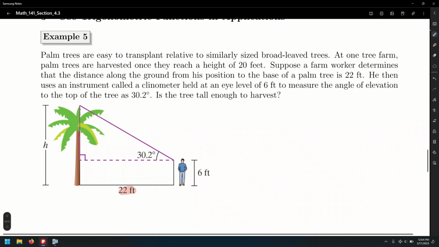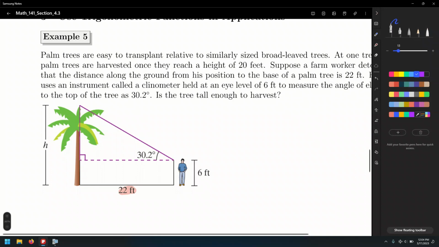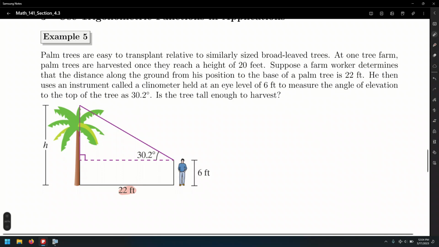Let's find out. Here we're going to use right triangle trigonometry to solve this problem, and we kind of have an imposed right triangle here. However, check this out. Notice that the clinometer is not at ground level, it's actually 6 feet above the ground, that is, at his eyes. That means we're going to look at this triangle right here. We are already given some pieces of information, 30.2 and 22 for the distance between the person and the palm tree.